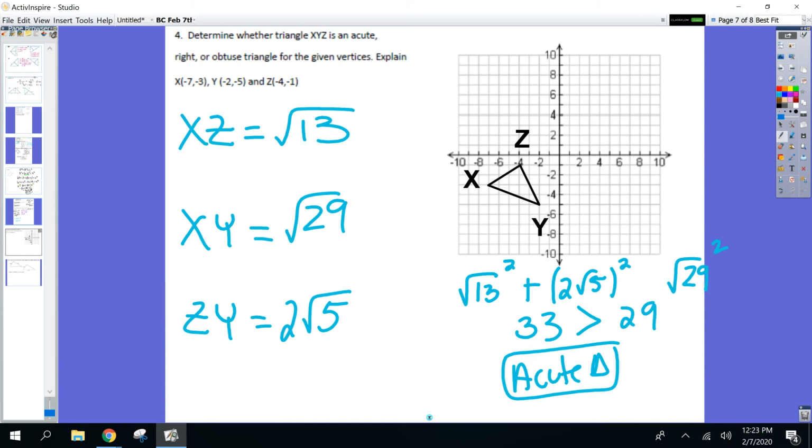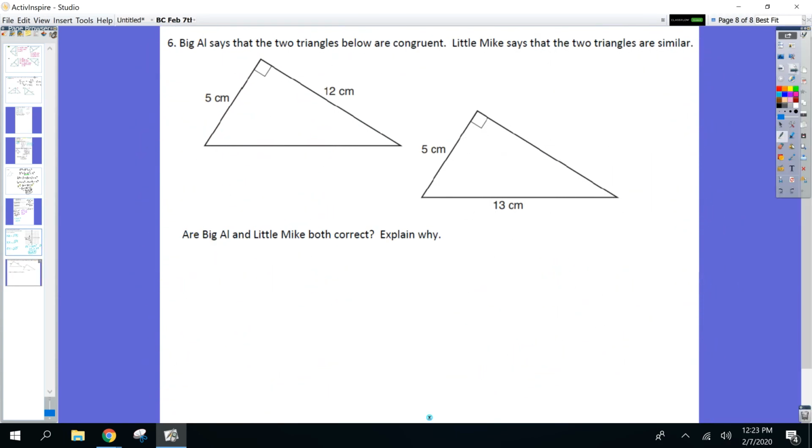This next one is an old Regents question, except we changed the names. Big Al, once again, says that these two triangles are congruent. Little Mike, aka his brother, says that the two triangles are similar. Are they both correct? Nobody's correct? One and not the other? I'll give you about 4 minutes with your group. First start with, are they congruent? Yes or no? And be able to tell me why.